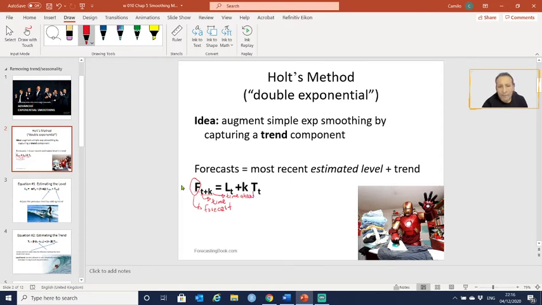So apart from this F t plus k, we have as well L. I think you already know that L is the level, or the average of the whole data set. t remains being time, plus k. This is a constant. And T is the trend in time t. So as you can see, we have time t, and forecast F t plus k. This k can be 1 if we are forecasting the immediately next period of time, the next observation in time. So that is what it means.